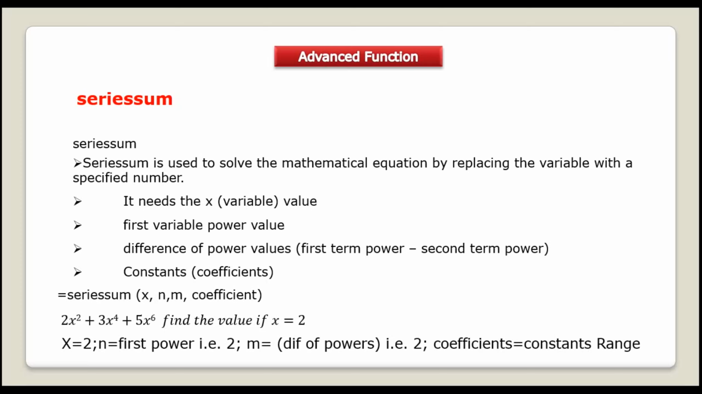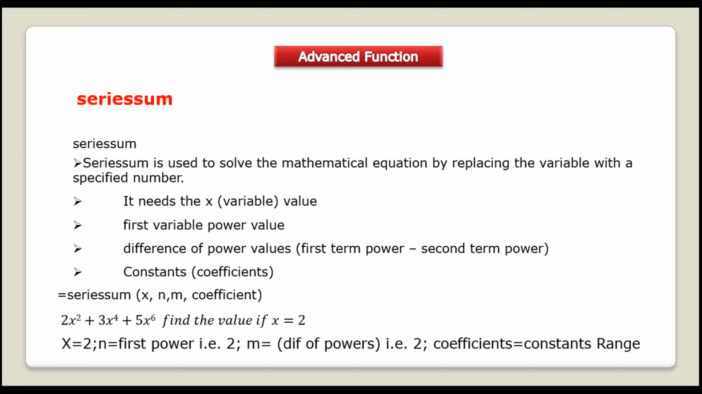If you look at the syntax, it is SERIESSUM x comma n comma m and coefficients. So this is a series. Here x represents the variable and coefficients represent the constants. And n is the first power value, and m is the difference of the powers.